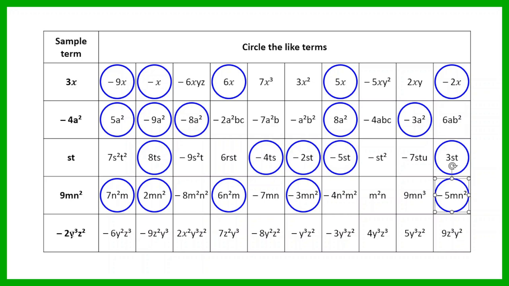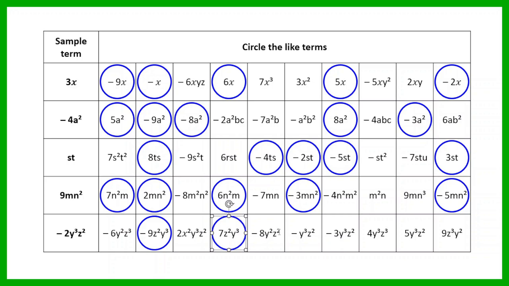negative 2y cubed z squared. So I'm looking for terms that have y cubed and z squared in them. Okay, so over here, I've got y squared and z cubed. It's the wrong way around, so I can't use that. It's not a like term, it's an unlike term. Here, I've got y cubed and z squared, so that is a like term. Here, I've got y cubed and z squared, but I also have x squared, so it's not a like term. This one, I've got y cubed and z squared, so that is a like term.